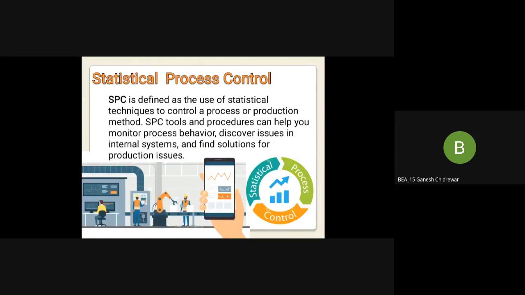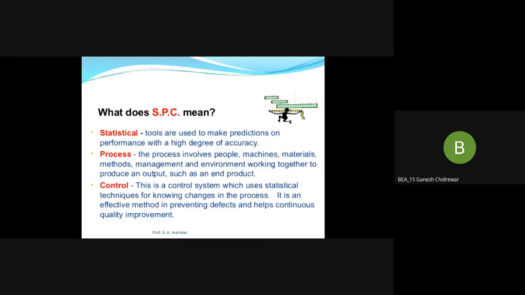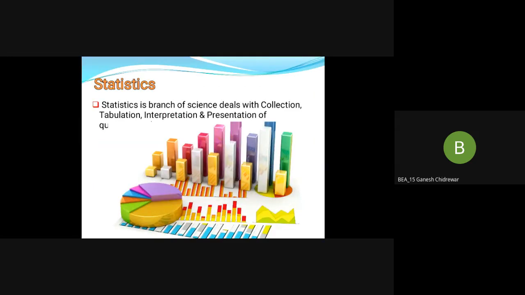Statistical process control is the use of statistical techniques to control. Basic statistics is the branch of science that deals with collection, tabulation, interpretation and presentation. Why have we implemented statistical SPC in quality control? Because statistics is the science of collection of data, for example for proof, for presentation, for advertising, so that your product reaches the market. For that purpose some data is required, every time, everywhere.